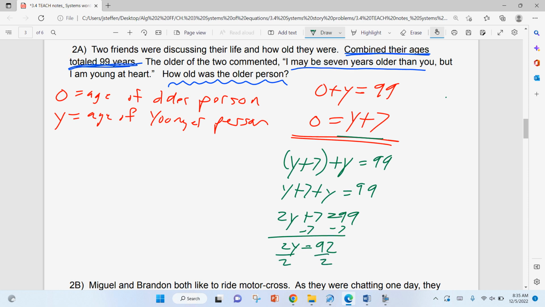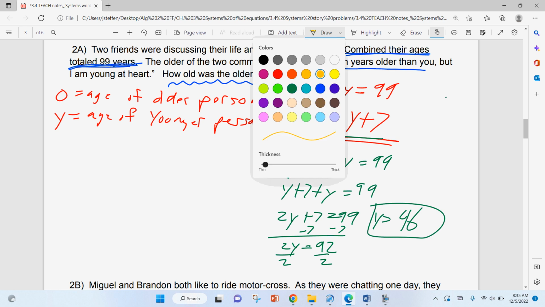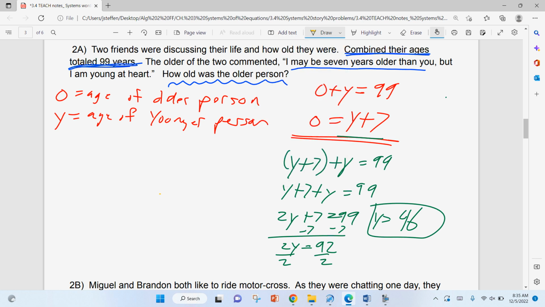Divide both sides by 2 is 46. So I got y was 46. Now plug that back in. You could plug it into either one of those equations. I personally think the second one's going to be the easiest. O is equal to y plus 7, so O is equal to 46 plus 7. So O is equal to 53.